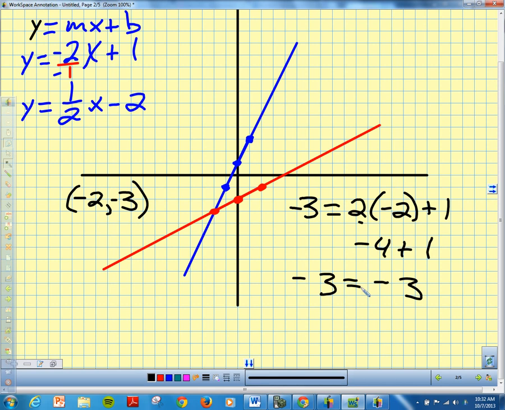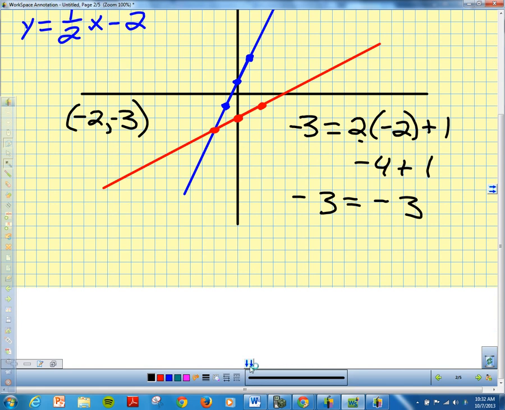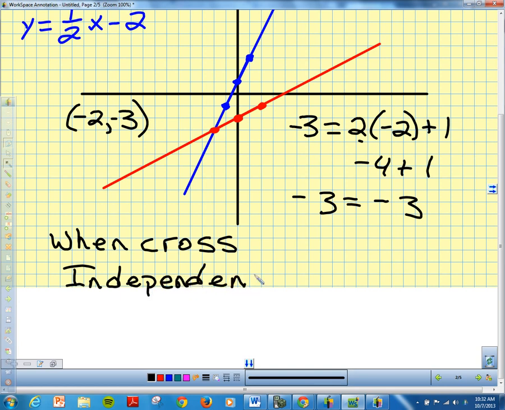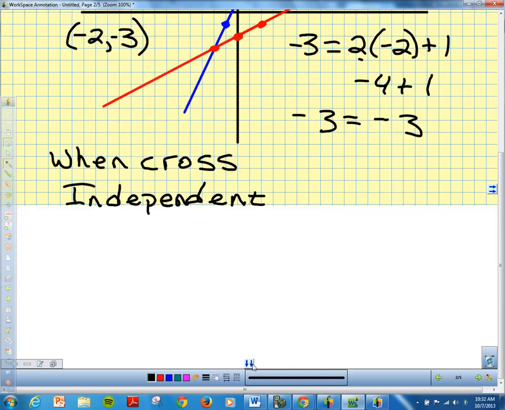So that's that. So when the lines cross, we have one solution. One solution, and because it's one solution, it's independent. And it's consistent.